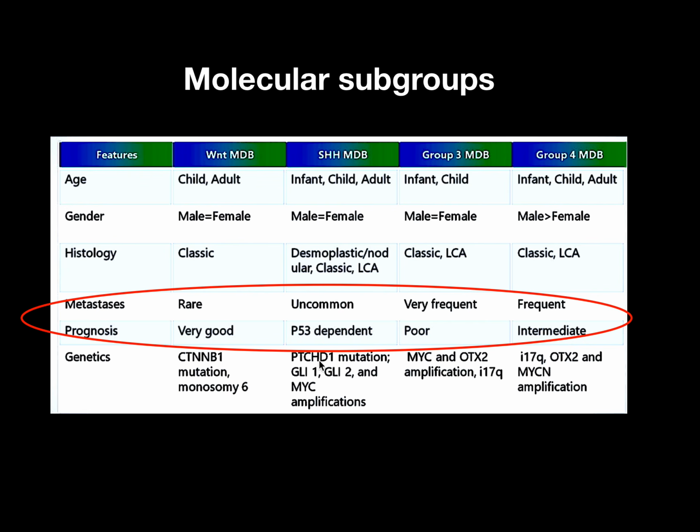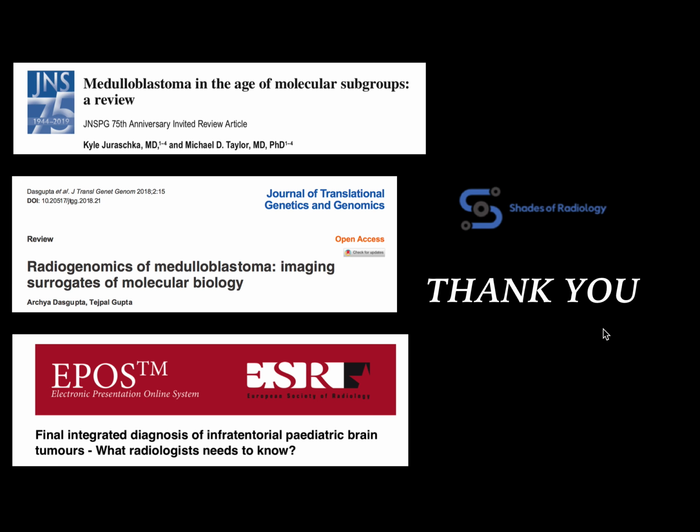Again, the same thing in another tabular column: you can see metastasis is very common in group 3 and group 4, and prognosis is poor in group 3 and intermediate in group 4 medulloblastomas. Thank you all.